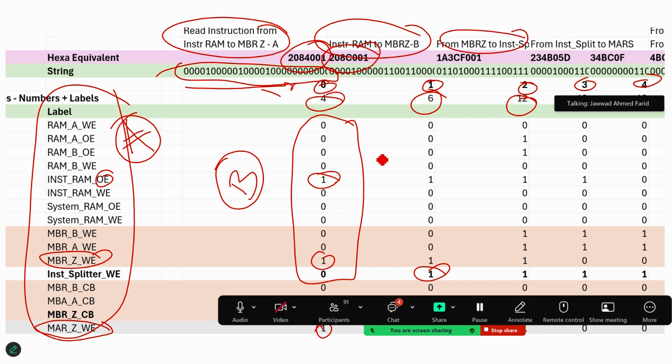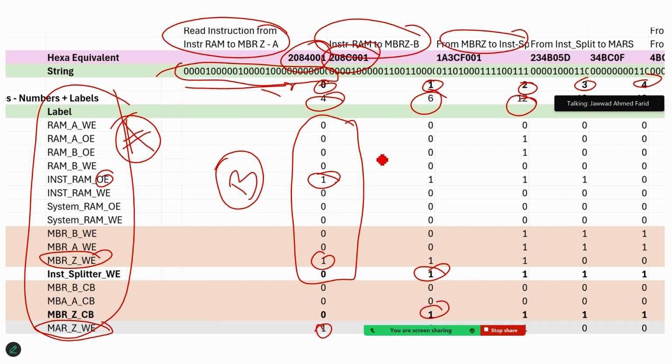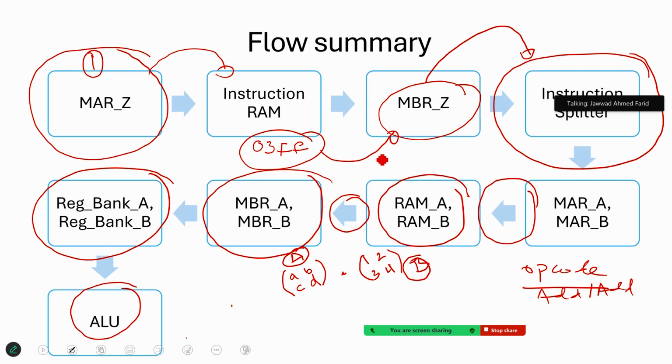The third thing that you have to do is track these signals for the duration of the execution. So if you think in terms of the flow, how does the flow work? You remember the flow? It goes from MARZ to the instruction RAM, but it takes time. So that's one clock cycle. Now you're on clock cycle number 2. How do you get from the instruction RAM to the MBRZ? That's the third clock cycle. How do you get from MBRZ to the instruction splitter? That's the fourth clock cycle.